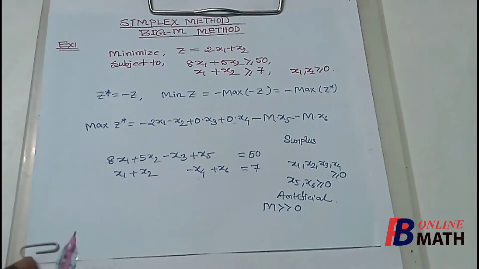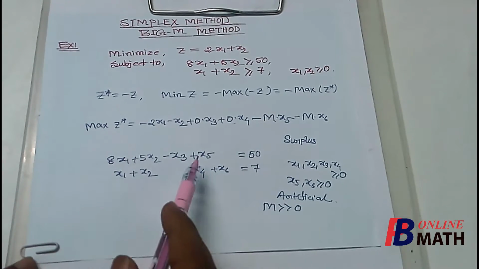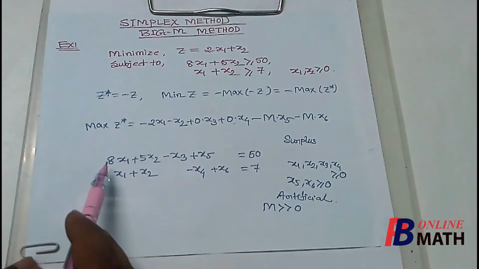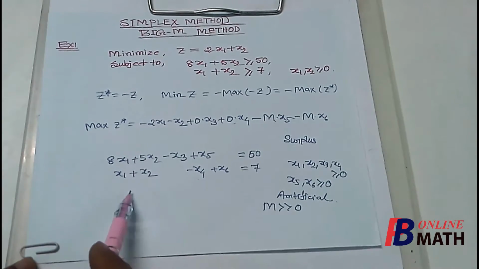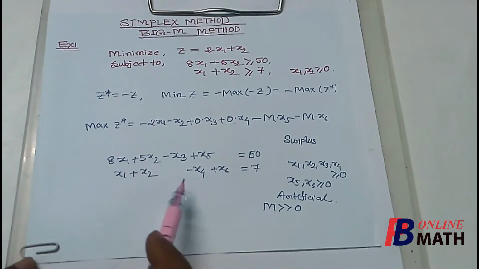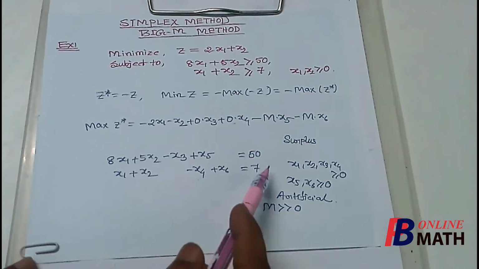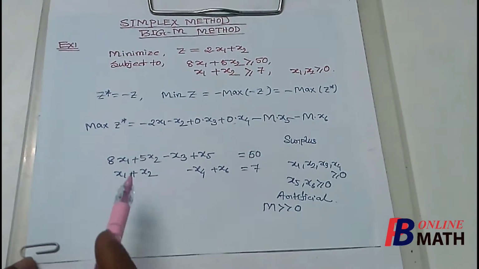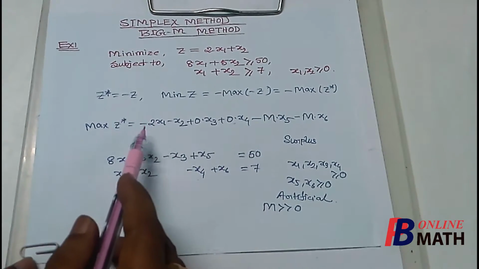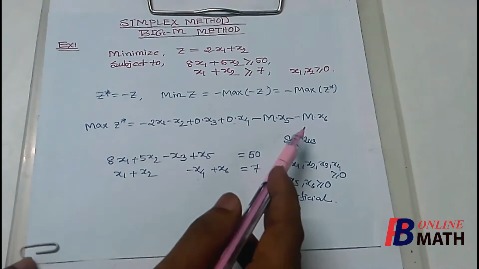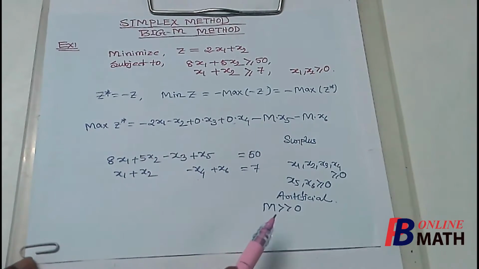Now remember that the coefficient vectors are a1, a2, a3, a4, a5 and a6, where a1 equal to 8, 1; a2 is 5, 1; a3 is minus 1, 0; a4 is 0, minus 1; a5 is 1, 0; and a6 is 0, 1. This is the b vector, 50, 7, and the cost vector is minus 2, minus 1, 0, 0, minus M, minus M, where M is a large positive quantity. So let us construct the simplex table.